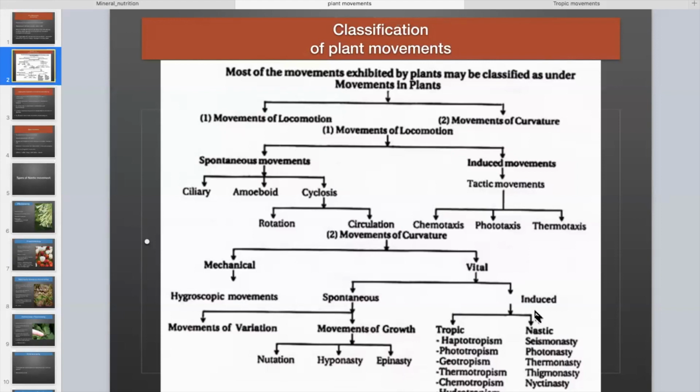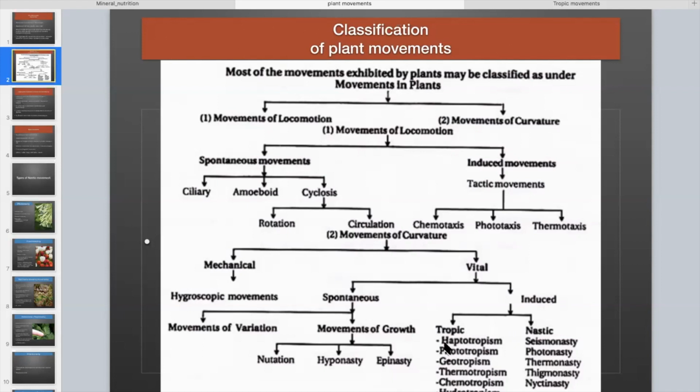Vital movements are important as far as our syllabus is concerned, because vital movements are divided into spontaneous and induced. Induced vital movements are nothing but paratonic movements, the term which is mentioned in our syllabus. Paratonic movements are nothing but induced movements.